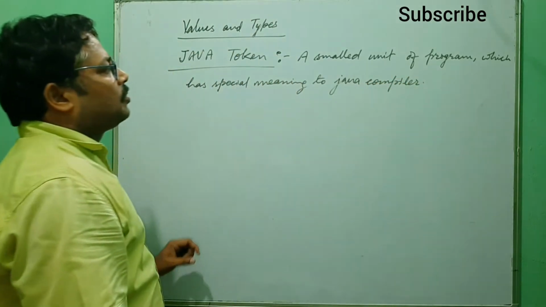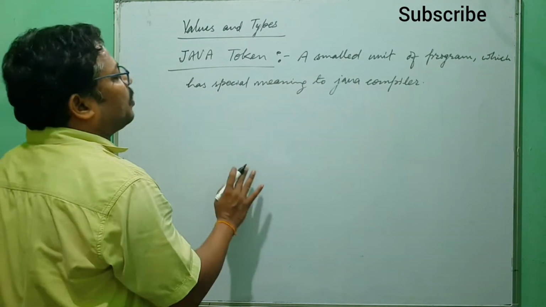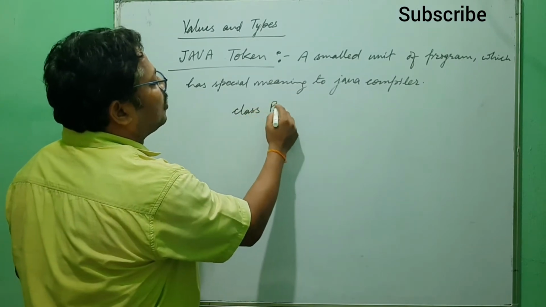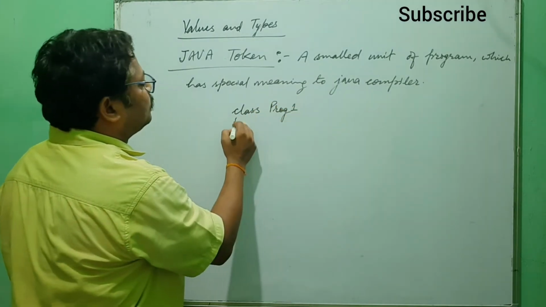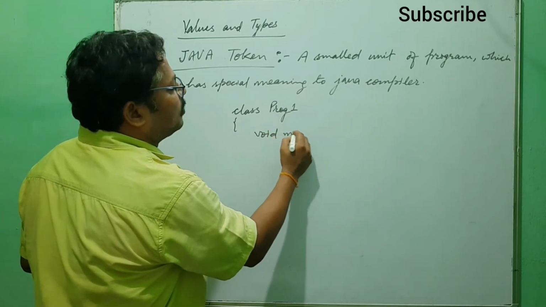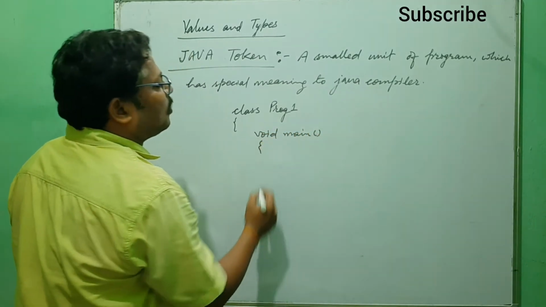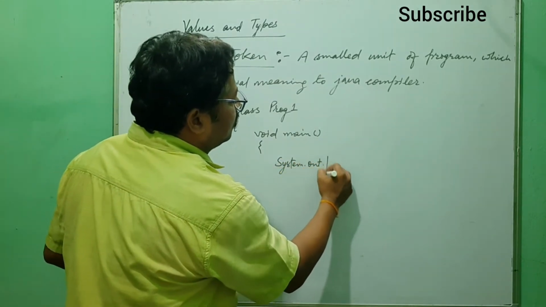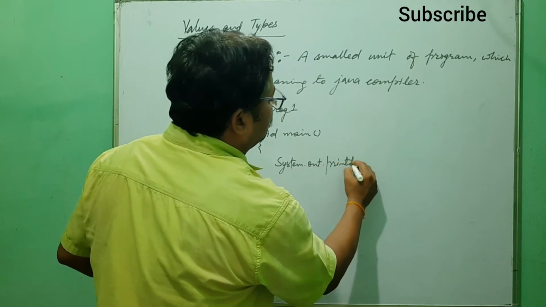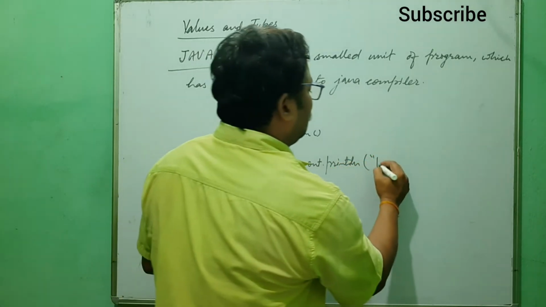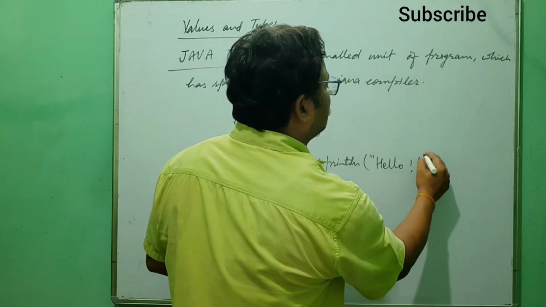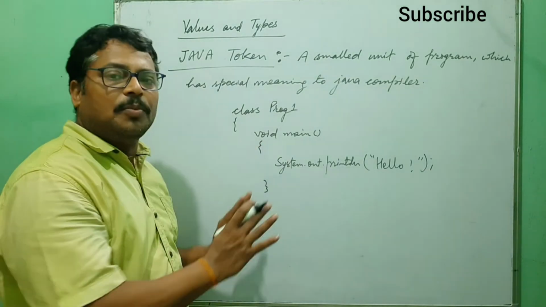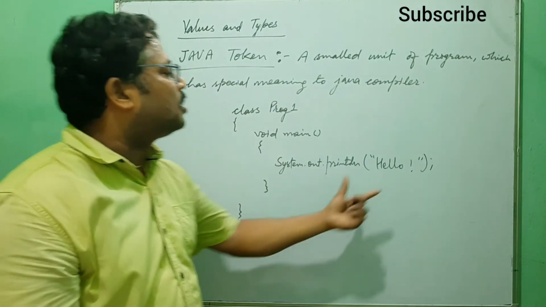So when we are writing any program, I am showing you one simple program. Suppose I have written class program1, void main bracket, here we write System.out.println, and here write hello, exclamation, semicolon, close. Suppose this is one simple program for displaying one message only, that is hello.